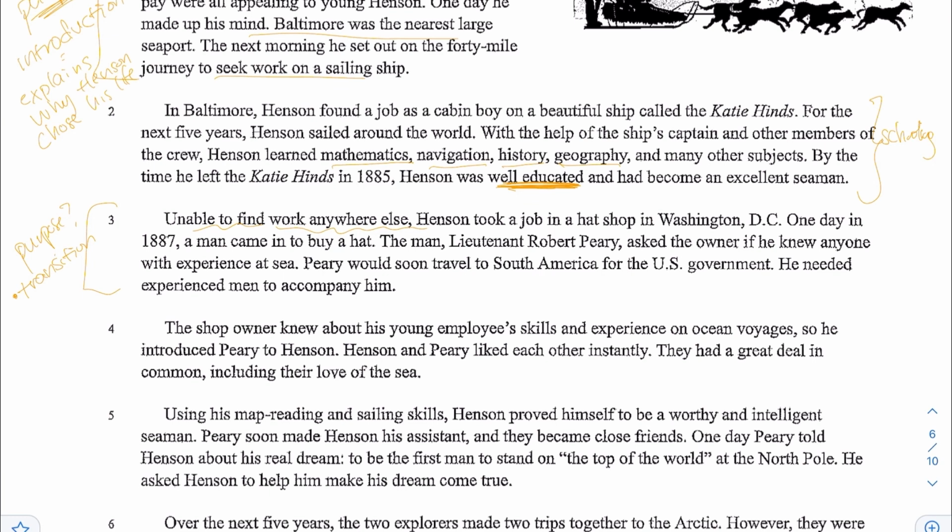But by luck, you have a lieutenant, and a lieutenant is a rank in the military, or in this case it's the Navy. And it's a pretty high-ranking member of the Navy in this case, and he needed people who knew how to travel at sea to go with him on an expedition to South America.